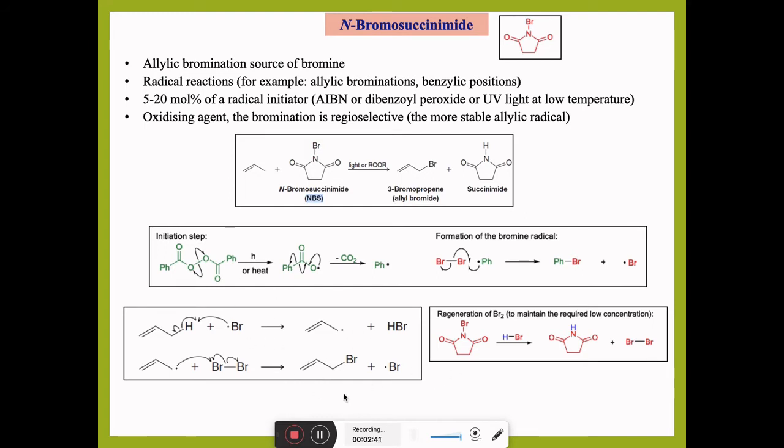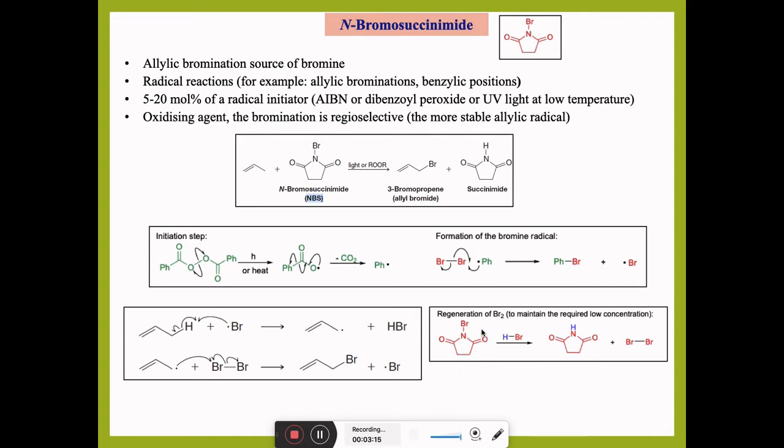So in this particular reaction, you will observe that there is a generation of Br2 molecule. That bromine molecule is generated from the N-bromosuccinimide, which is a source of bromine molecule. So in this, the bromine molecule is generated in a low concentration, which is required for allylic bromination.